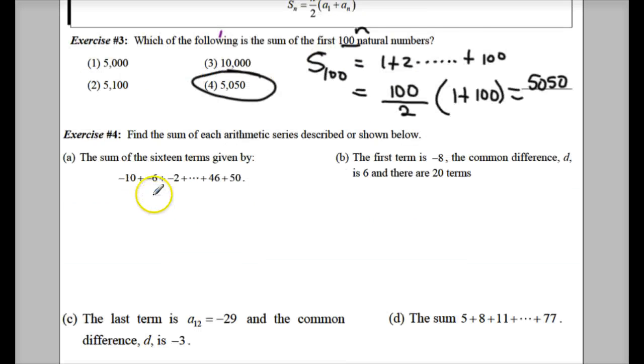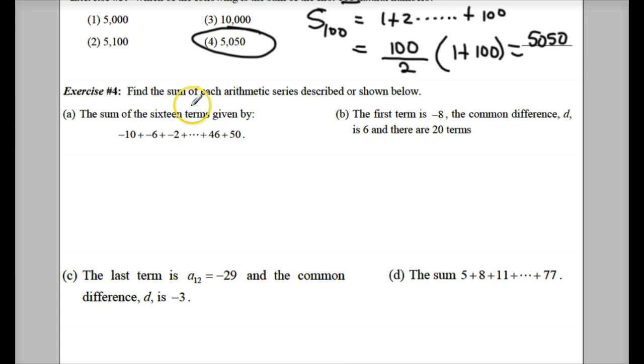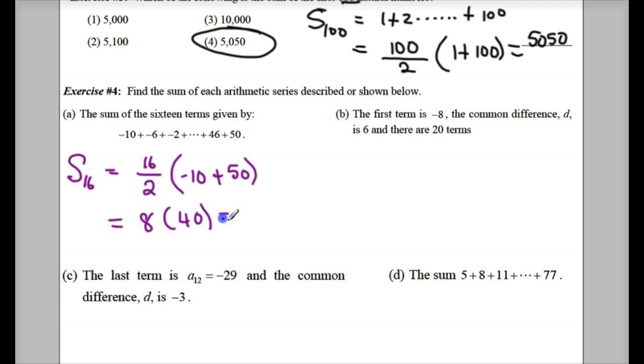Now, what if I say find the sum of this arithmetic sequence shown below? So, again, use your definition. How many terms do you think we're going to have here? There's 16 terms. Perfect. So again, I'm going to do 16 over 2 times negative 10, which is my first term, plus 50, which is my last term. Plug that in your calculator. You get 8 times 40, which is 320.